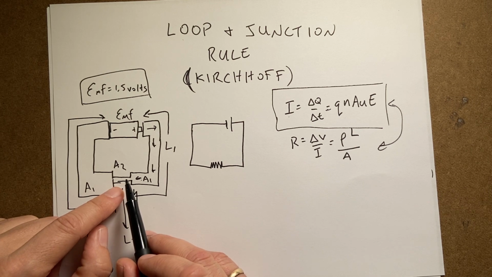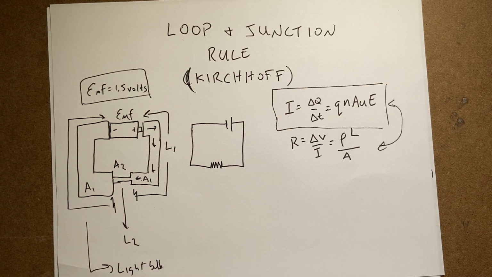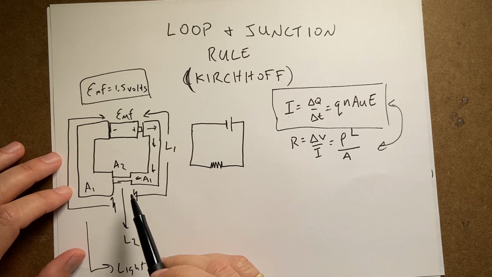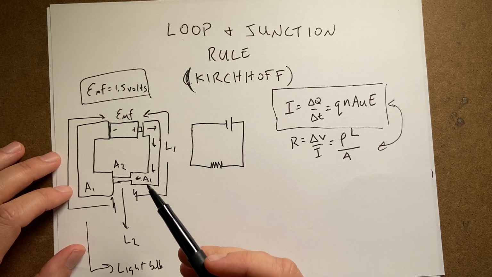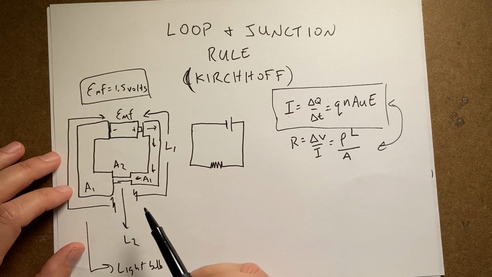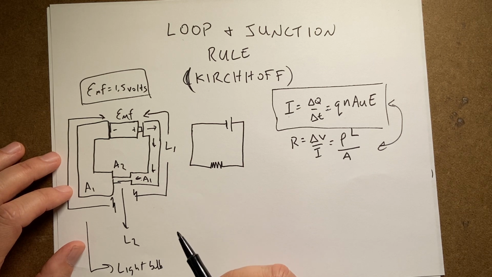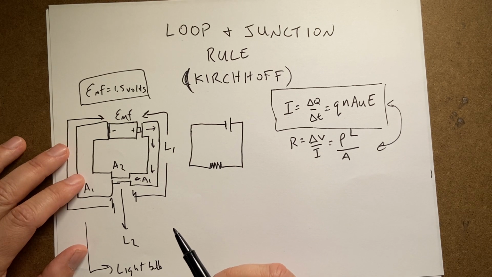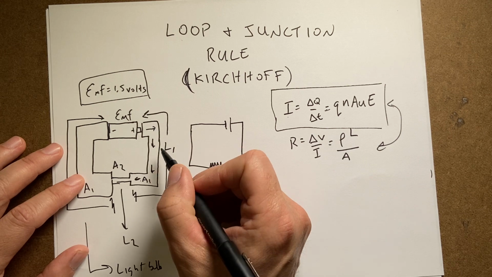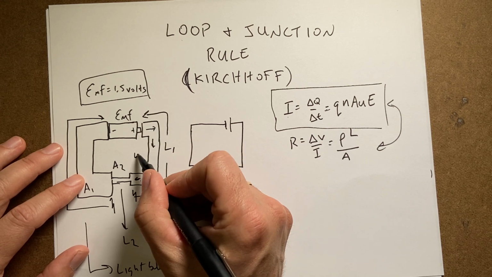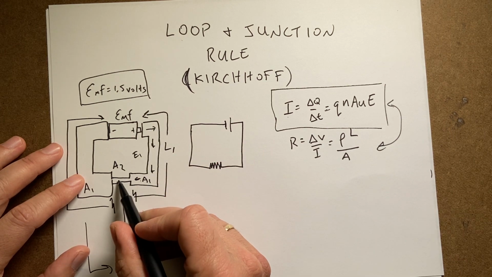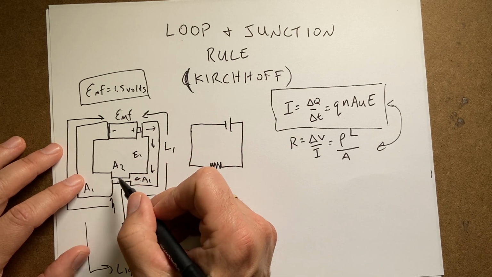What happens in an incandescent light bulb is that the filament has a current, and the current makes that filament get hot. It gets so hot that it glows. Okay. But the important thing is we can use this as an example to apply the two rules, the loop rule and the junction rule. Here I have an electric field in this wire, E1, and then I have an electric field in this wire, E2.